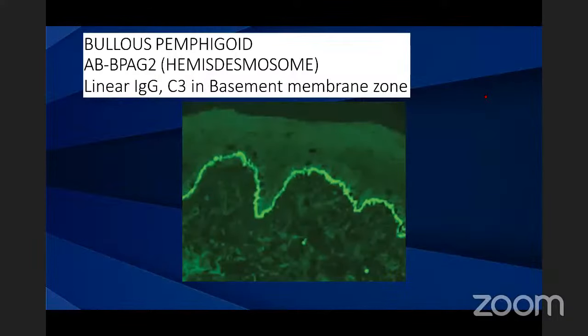Whereas if the antibodies are against hemidesmosomes, this is classically seen in bullous pemphigoid, which I've explained to you so many times. Remember, the antibodies here are against hemidesmosomes, that is BP antigen 2, bullous pemphigoid antigen 2, and that is why it gives you a linear pattern.